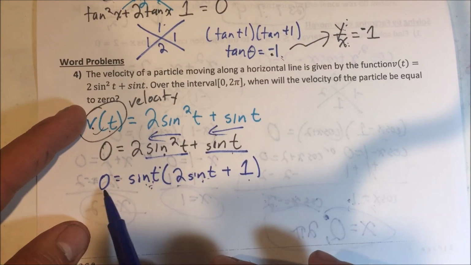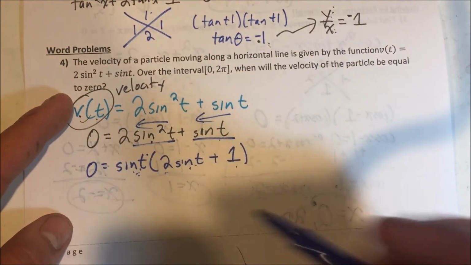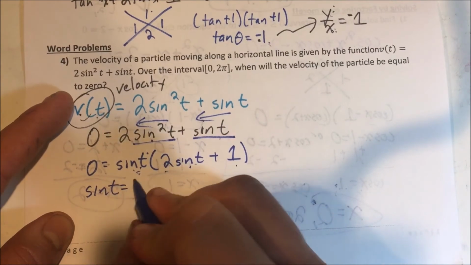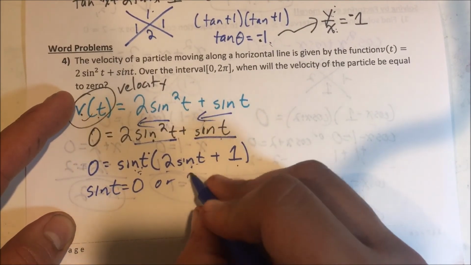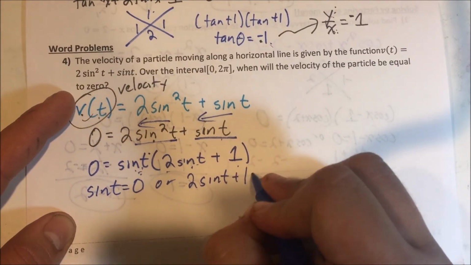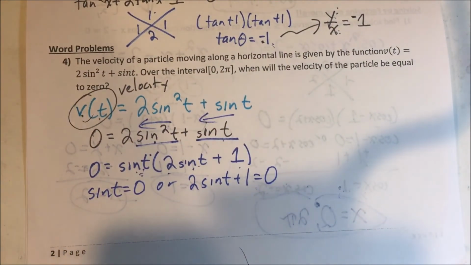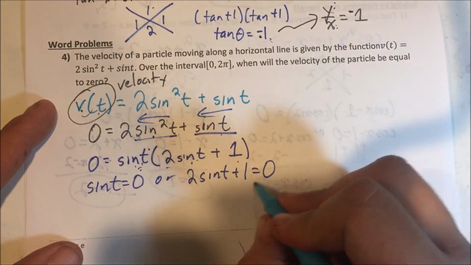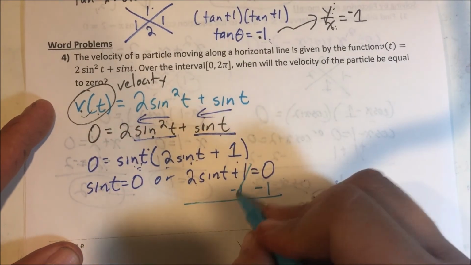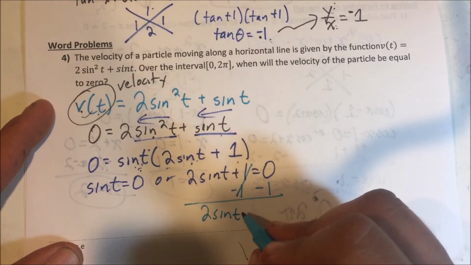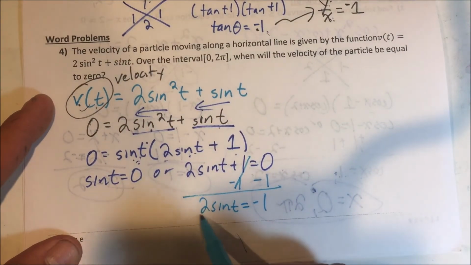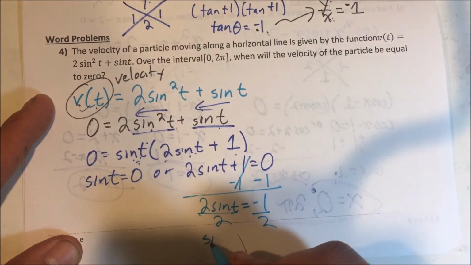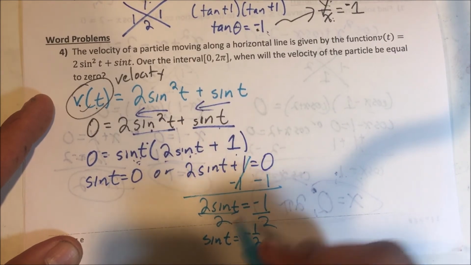So now that these two pieces multiply to 0, we can set them both equal to 0, because it's going to be the case that either sine of t is 0 or 2 sine of t plus 1 is equal to 0. Those are our two options that would make this equation happen. This one looks like sine's already done, it's already isolated. So here we want to subtract 1 from both sides, which equals negative 1. And then, of course, let's divide by 2. So we have sine of t is equal to negative 1/2.